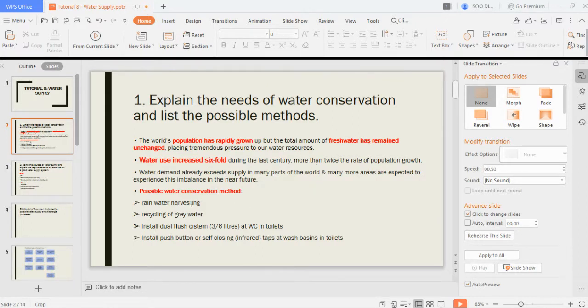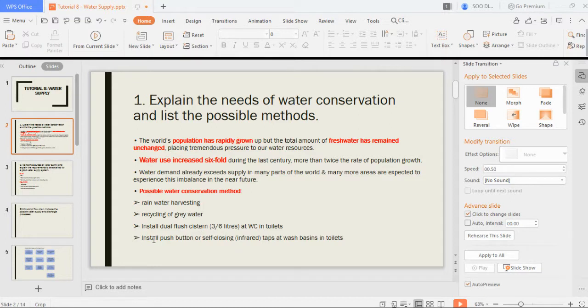A few methods of how water can be conserved are by recycling rainwater, and also recycling grey water. Grey water is the water you may have used to wash your dishes, which you may use to water your plants. Then next is installing a dual flush cistern in your washroom. Instead of using the full load of your toilet to flush everything, you use half of the required amount to just flush your urine.